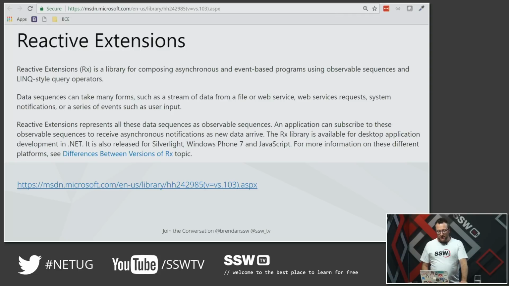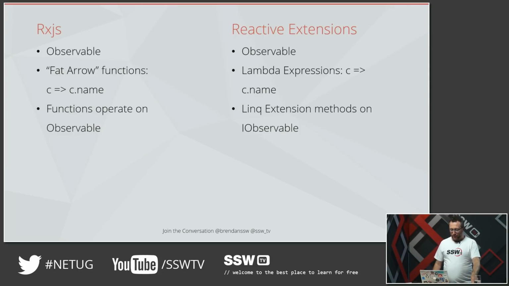So this here is the Reactive Extensions library. This is the C# equivalent of RxJS. Once again, the observable pattern. So when we start looking at RxJS versus Reactive Extensions, you can see there are quite a lot of similarities. They both have the concept of an observable.